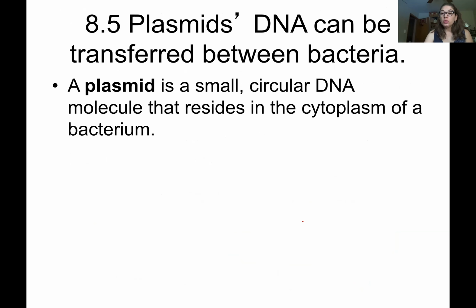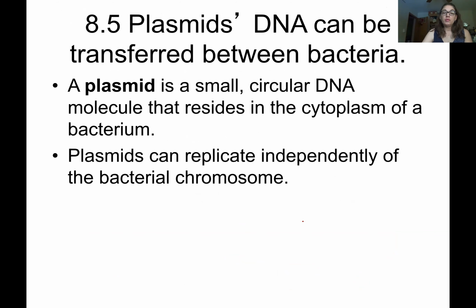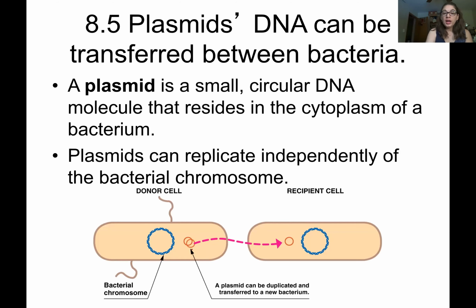Okay, and then the fourth one is plasmids. A plasmid is a small circular DNA molecule that lives in a bacterium. It's not the bacterial chromosome. It's a much smaller little circular DNA. So plasmids have the ability to replicate independently of the actual bacterial chromosome, and that allows it to replicate and pass on that plasmid to a new bacterial cell, have it take it up into the new cell.